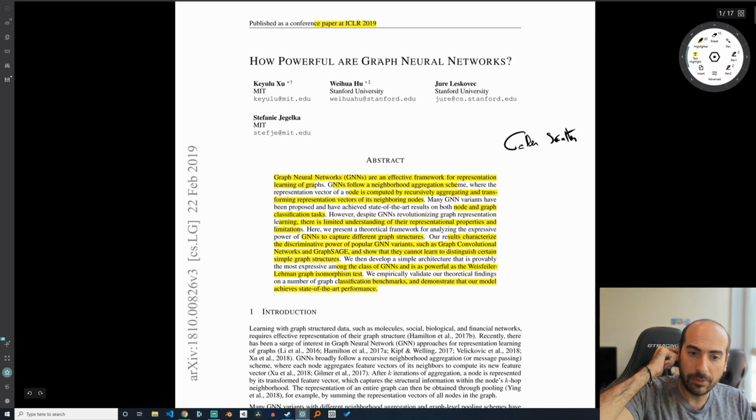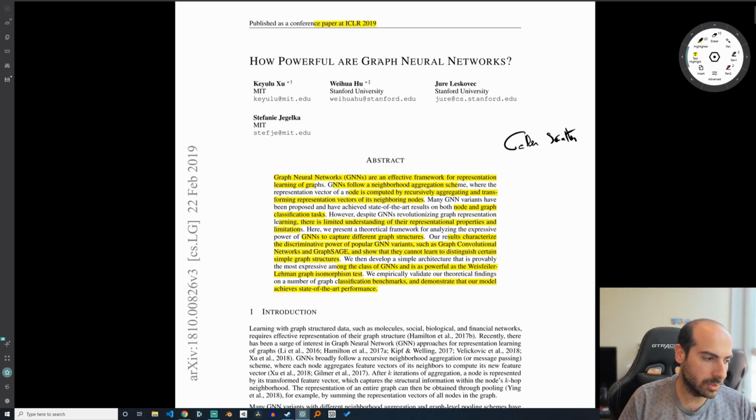However, they can't distinguish some simple graphs, so I guess they're going to show us examples of when it fails. They're referring to this thing called the Weisfeiler-Lehman graph isomorphism test. I also saw a reference to it in the first paper, but I'm not sure what it does yet. So let's just quickly check that.